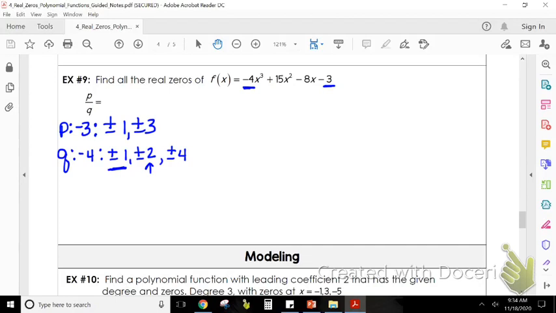All right, so let's do our P over Q's. This is where it's really important to have a pattern. I'm going to take my first P and put it over all my Q's. So 1 over 1, 1 over 2, and 1 over 4.